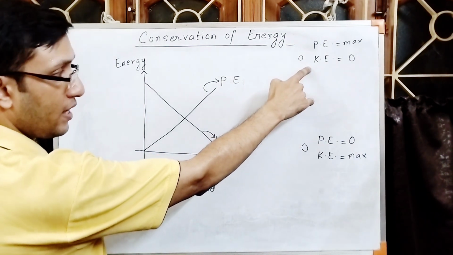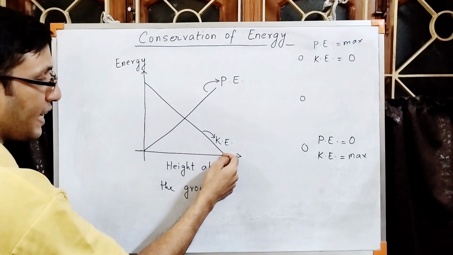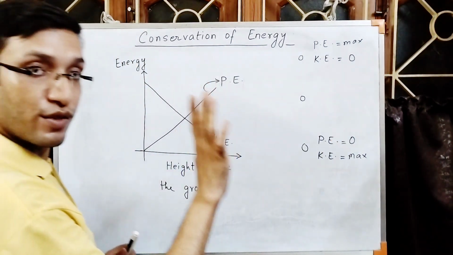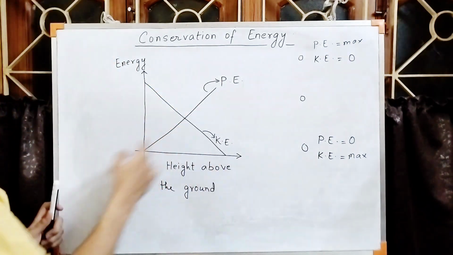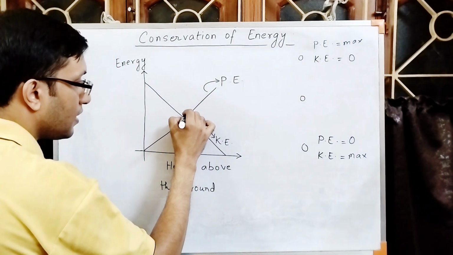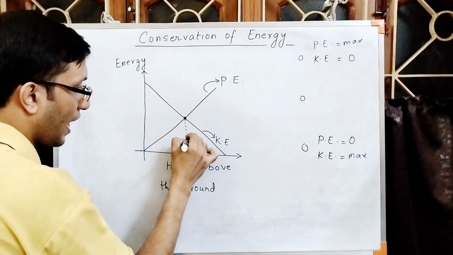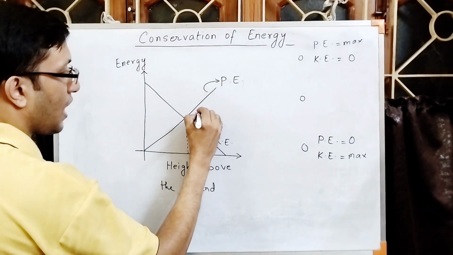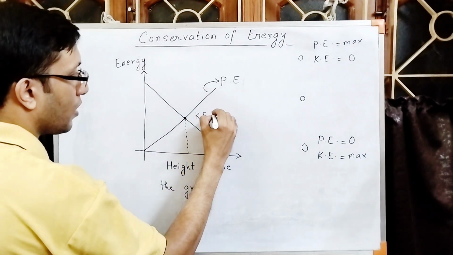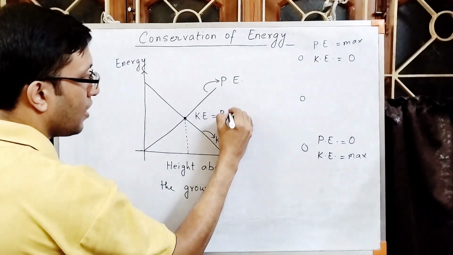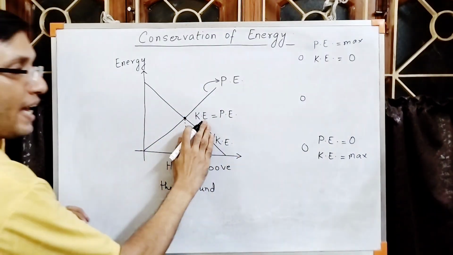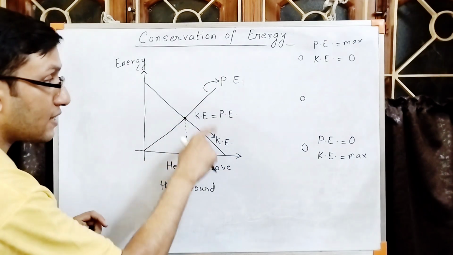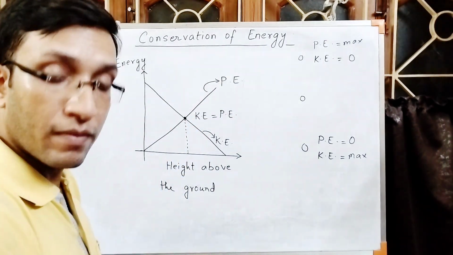Here is the diagram, right? And when the height is 0, that means when the body touches the ground, the potential energy is 0. Okay? So this is the graph, and this is the point, that means at this particular height from the ground, kinetic energy and potential energy are equal. Let's say if kinetic energy is 50 joule, then potential energy is also 50 joule at the point of intersection between these two lines. Okay.